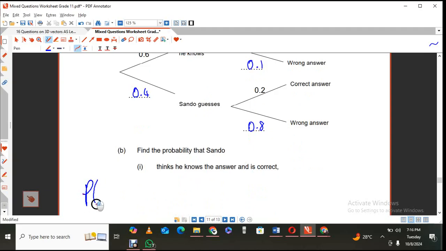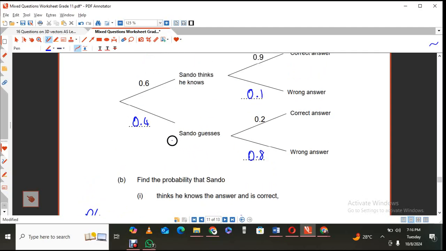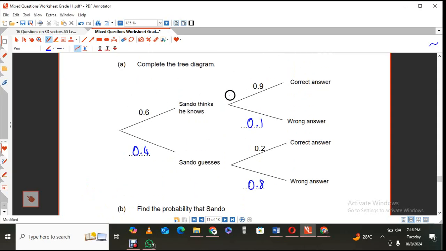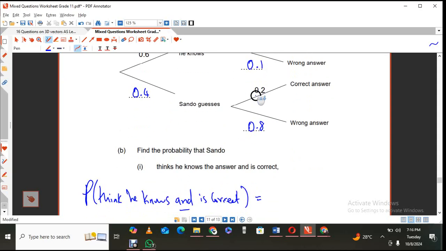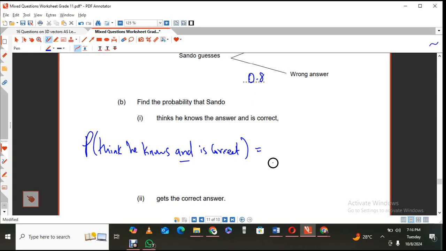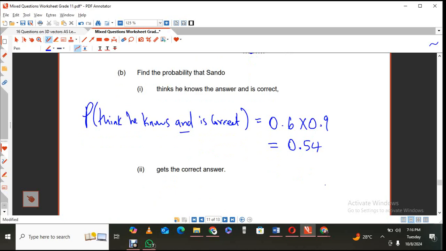So we have, he thinks he knows, and we have to multiply, and it's correct. So when you go to thinks he knows, 0.6 there, and it's correct. So 0.6 times 0.9. So of course this is 0.54. The probability that he gets the correct answer.